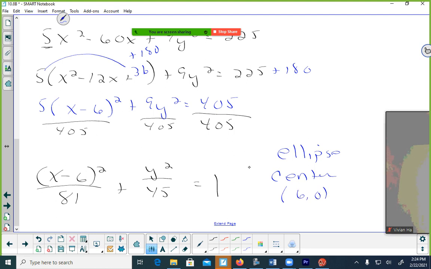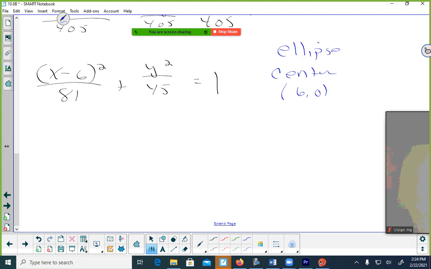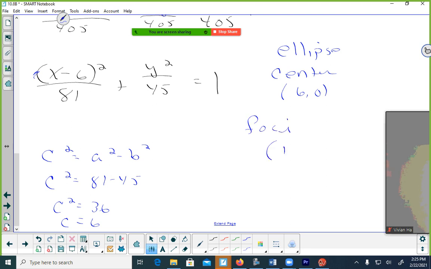It asks for the foci, I believe, right? So for the foci, I need to do that equation, which I'm sure you all remember. C squared is equal to A squared minus B squared. Remember that? I'm going with yes. So C squared is equal to 81 minus 45. So C is equal to 6. Which coordinate am I going to add that to find my foci? My X or my Y? My X, because all the action's happening on the X. So my foci is going to be 12, 0, and 0, 0.